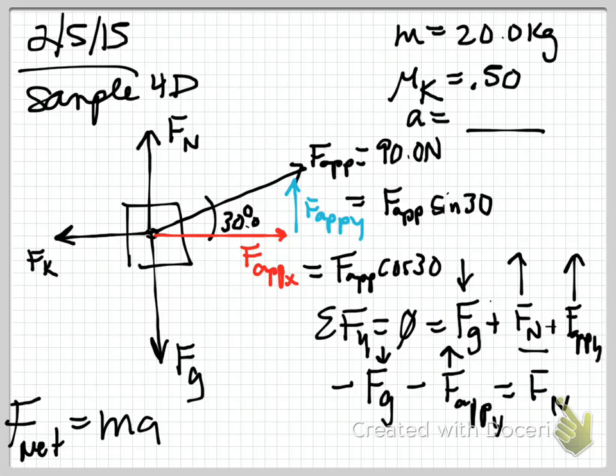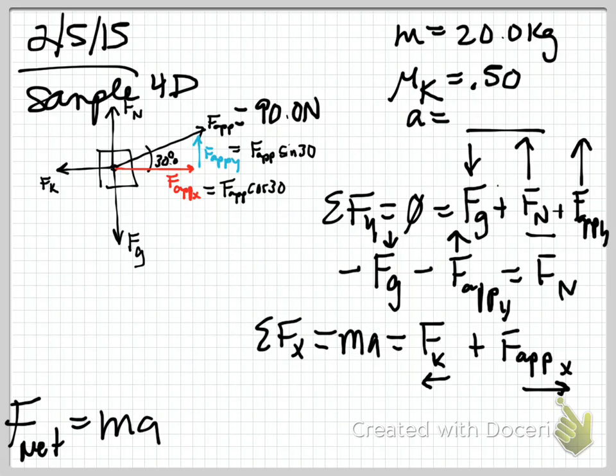Let me move some stuff around here to make room. Okay, so we've got an expression here, and in order to find the force of kinetic friction, because we don't have that, we've got F of g, we've got F applied on the y, so we can find normal force. In order to find the force of kinetic friction, we're going to have to use mu k equals, okay, what over what? Fk over Fn.